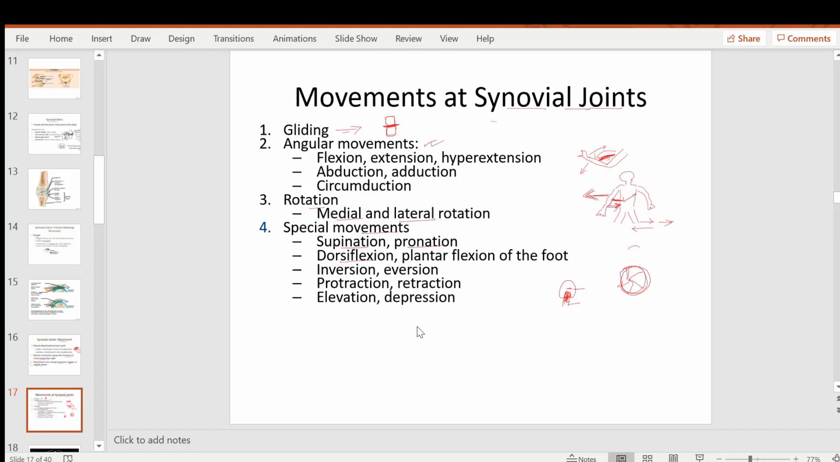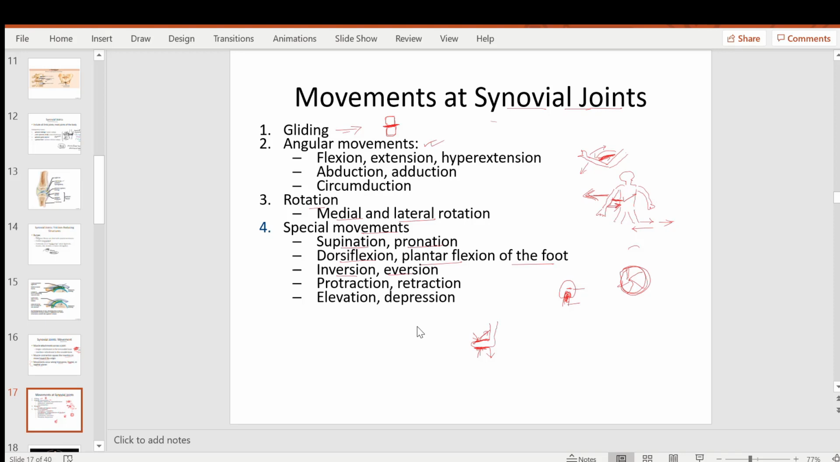And dorsiflexion, plantar flexion of the foot. You know that the upper surface of the foot is called the dorsal surface, and the lower surface is the plantar surface. So this is the dorsal surface and this is the plantar surface. So if I ask you to move your foot up, that is dorsiflexion, towards the dorsal surface. And if I ask you to move your foot down, that is plantar flexion, because this is the plantar surface, sole of the foot. So up is dorsiflexion, down is plantar flexion.